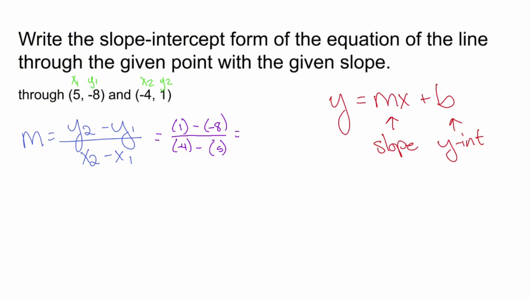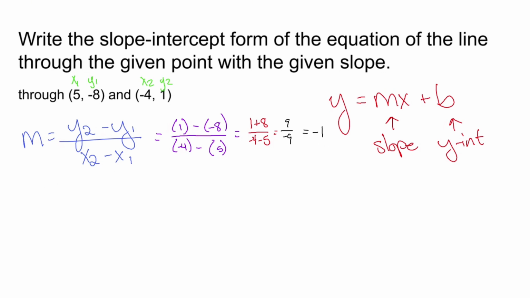Let's do a little bit of math. 1 minus negative 8 is the same thing as 1 plus 8, because the double negative makes it a positive. Negative 4 minus 5, nothing changes there. 1 plus 8 is 9. Negative 4 minus 5 is negative 9, and 9 divided by negative 9 is negative 1. So after all of that, I finally have a slope, and that slope is negative 1.